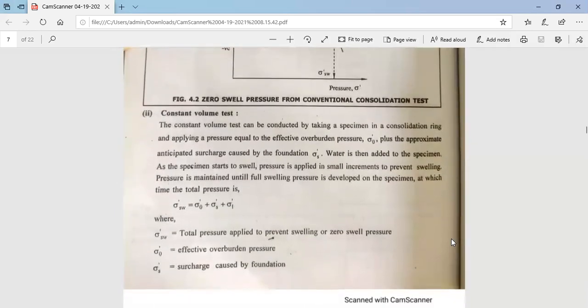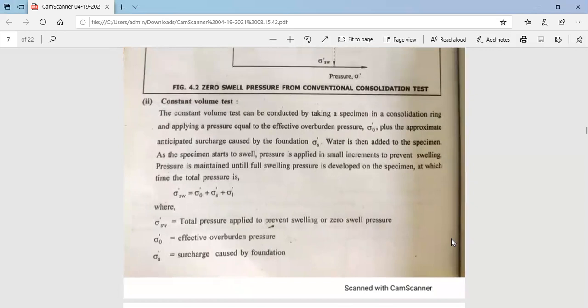The second is the constant volume test. The constant volume test can be conducted by taking a specimen in a consolidation ring and applying a pressure equal to the effective overburden pressure, which is sigma dash zero, plus the approximate anticipated surcharge caused by the foundation, sigma dash H. Water is then added to the specimen, and as the specimen starts to swell, pressure is applied in small increments to prevent the swelling.